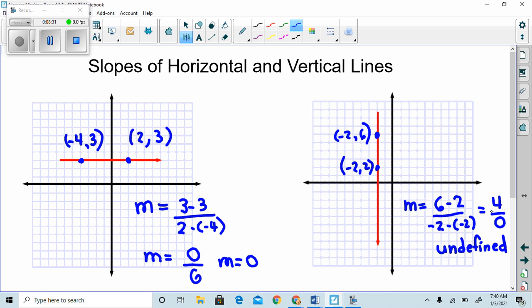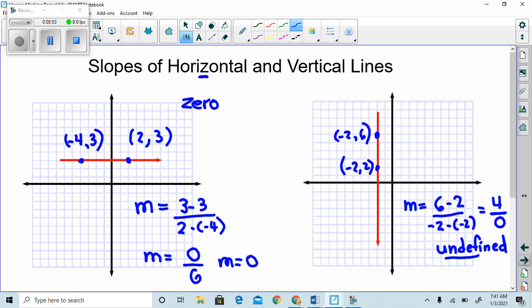Another way I remember it is that two things. The horizontal line is a 0 slope. They both have z's. The vertical line is undefined, and think about the 0 as being under the fraction bar, so under and undefined. All right, so hopefully that's helpful.